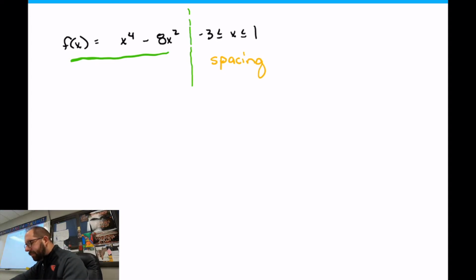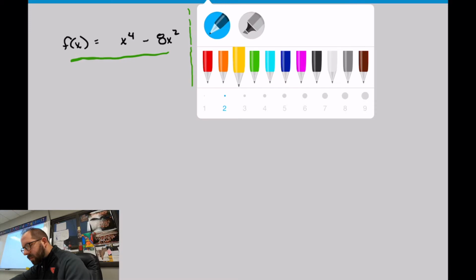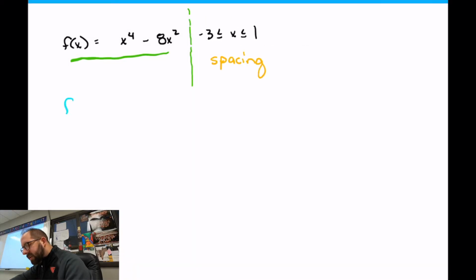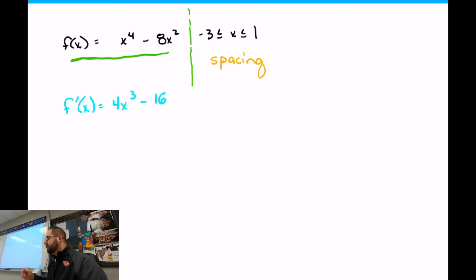What do we have? 4x to the third. Okay, good. We have a 4x to the third. We have a minus sign, and now what? 16x. There you go. And it would be to the first power, right? Yeah. So there's your first derivative. So now we can figure out the critical points from there, potential max and mins. That's what critical points are.